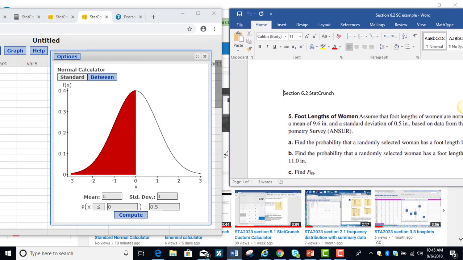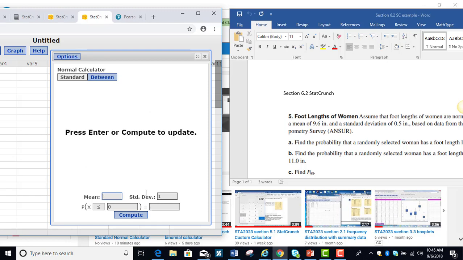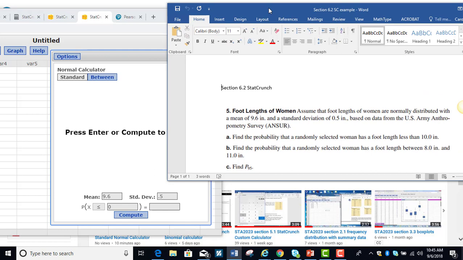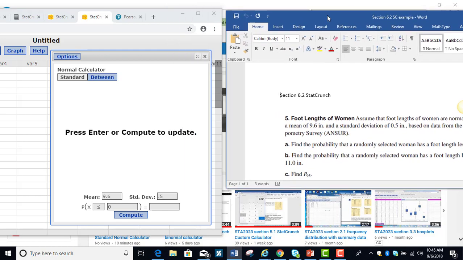So we know now this time, in section 6.1 we used a mean of 0 and a standard deviation of 1 because we were working with the standard normal. This time we have an application, so we've got a mean and a standard deviation for a particular distribution, in this case the foot lengths of women. So I've put in the mean and the standard deviation. We want to find the probability that a randomly selected woman has a foot length less than 10 inches.